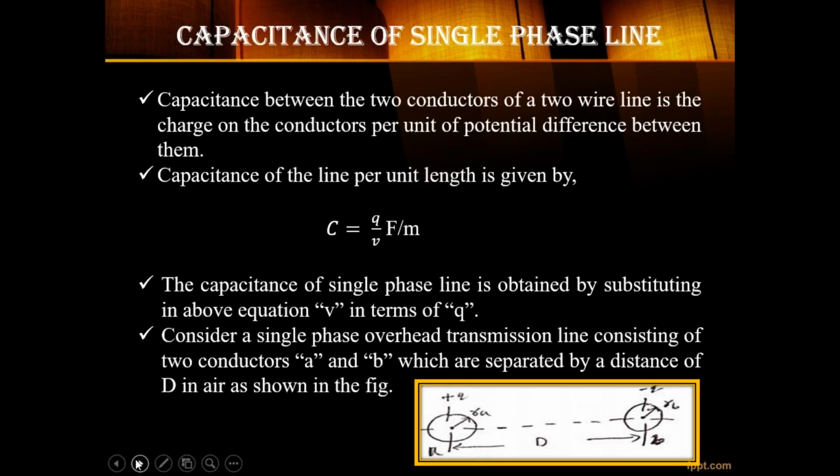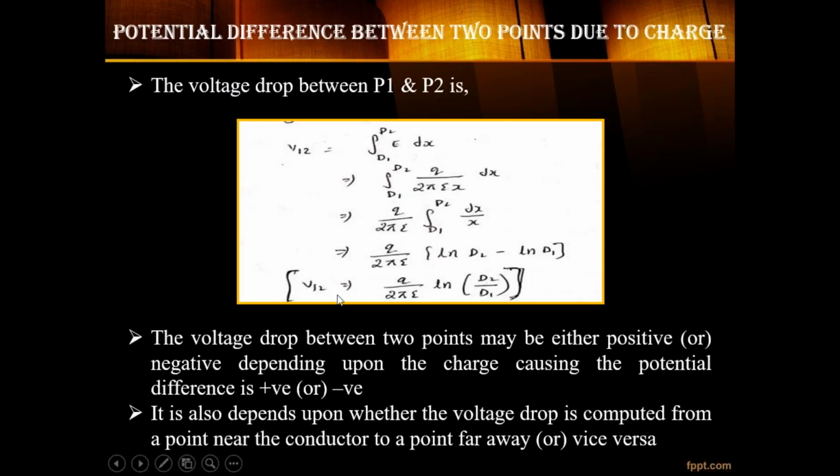Next, capacitance of a single phase line. Until now we derived the equation for the voltage value. Generally, what is the capacitance value? C is equal to Q by V, right? If you substitute here, you will get the capacitance value, and in the same way we will get the capacitance of the single phase line.